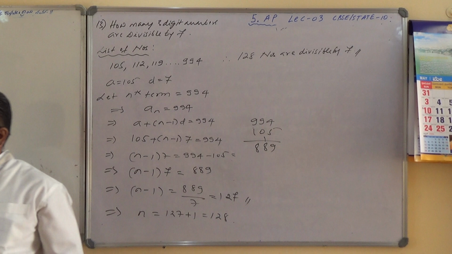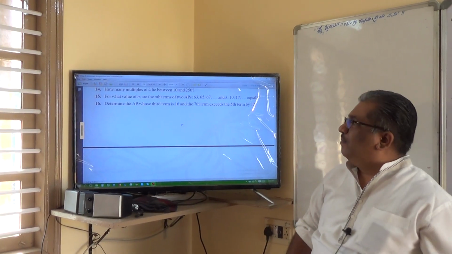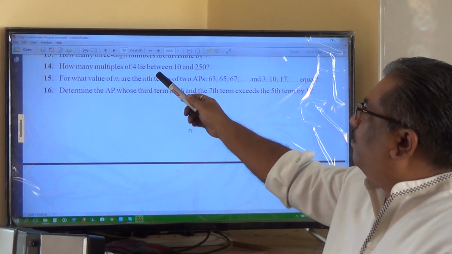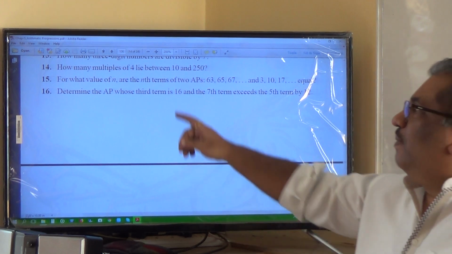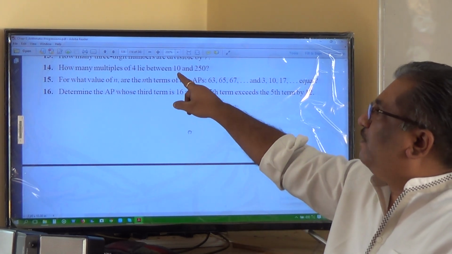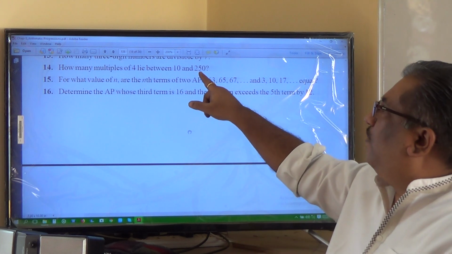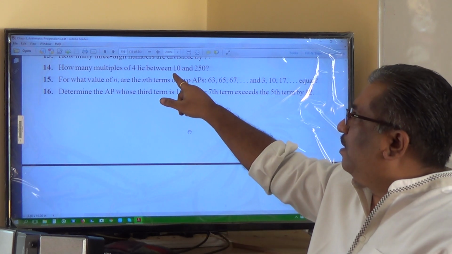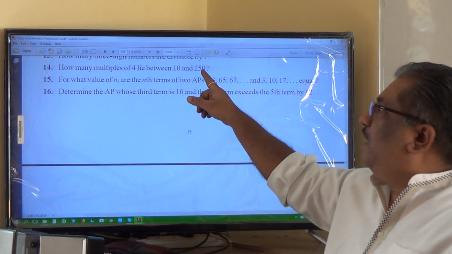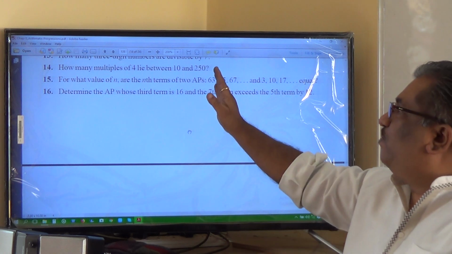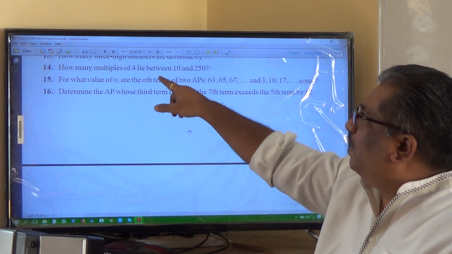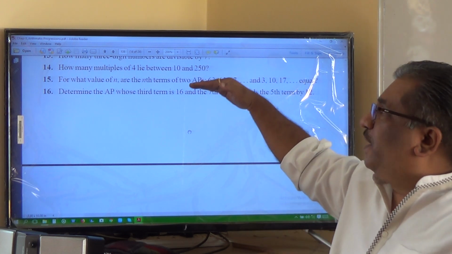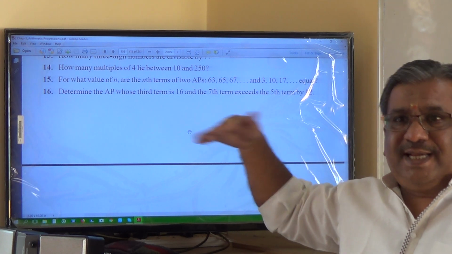Have a look at this. Here itself I'll explain, and then I'll go to the next one. 14th question. How many multiples of 4 lie between 10 and 250? Common difference is 4. The first multiple after 10 is 12. And what is the last multiple just before 250? You check yourself. You know the first number A, common difference D, and you find out the last number, which is just before 250. Is 250 divisible by 4? Check it here. It is not. And therefore, is 249 divisible? Is 248 divisible? Check it yourself.